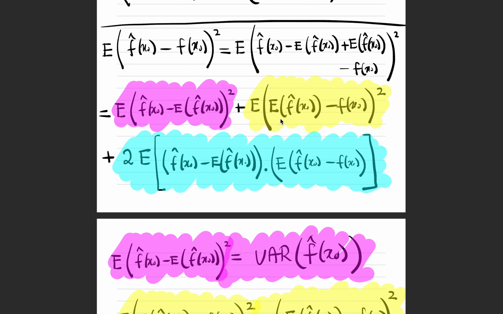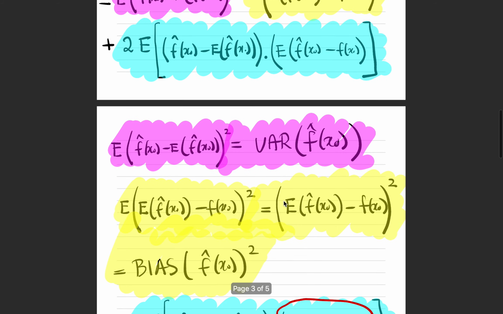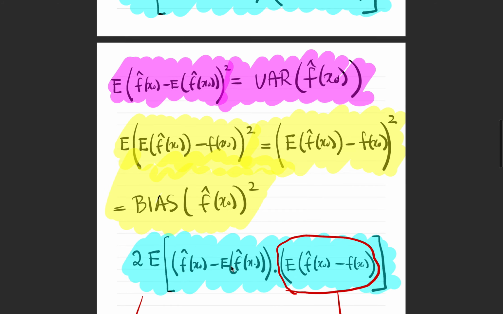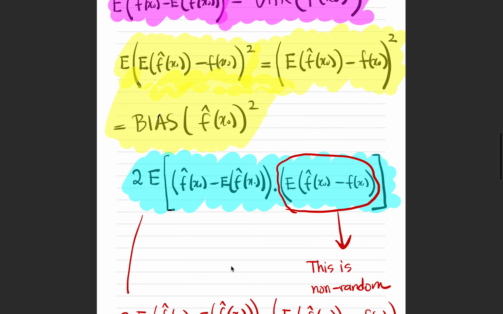This is the expected value of f hat minus f, which is a bias. And it's non-random, so the expected value here doesn't play a role, so it's just the bias squared. Finally, we have the cross product.